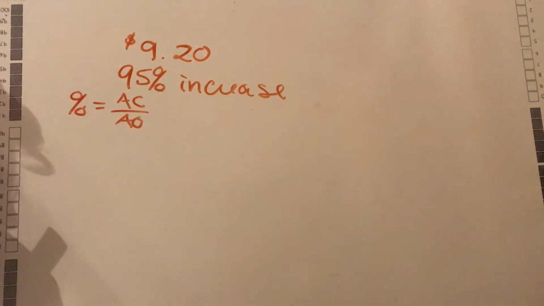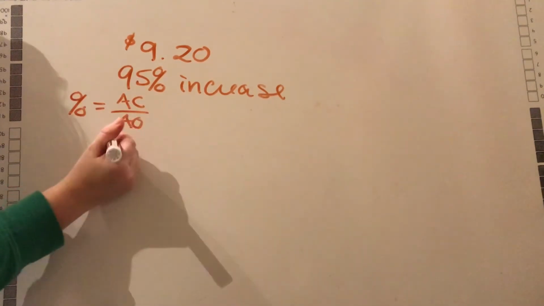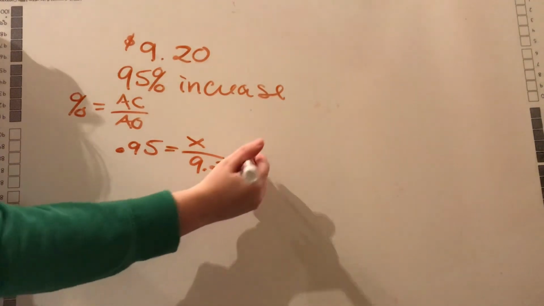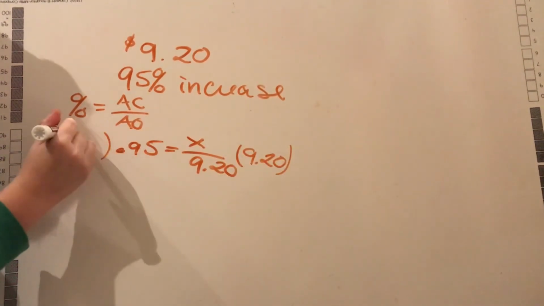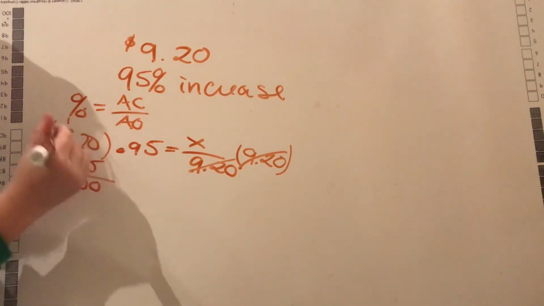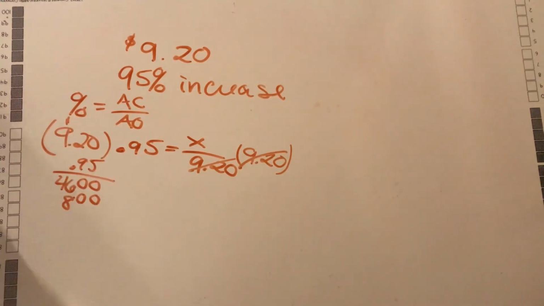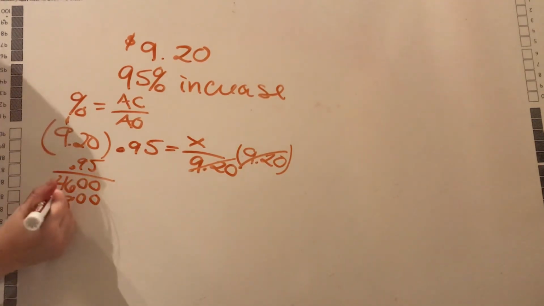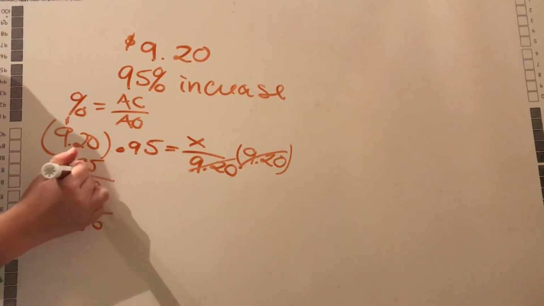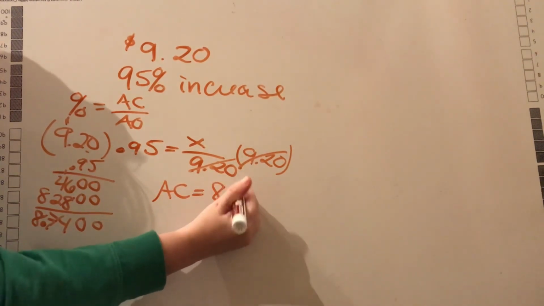Again, we don't have the amount of change, but we do have the original amount and we have the percentage. We have to put this in a decimal. So we have 0.95 equals X over $9.20. Again, we're solving for X, so we multiply each side by 9.20. That cancels out. Do the math on here. 9 times 5 is 45, plus 1 is 46. 9 times 2 is 18. 9 times 9 is 81. So the increase, or the amount of change, is $8.74.